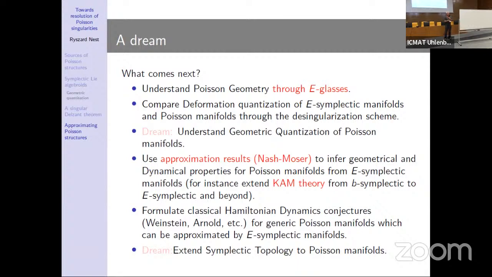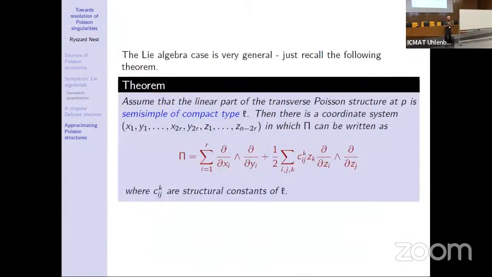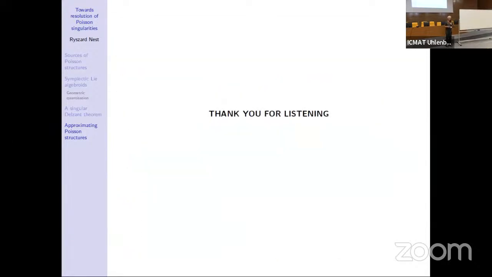Two weeks ago, I was at a conference devoted to quantum gravity, and the only talk which really could say something was not so much a talk about quantum gravity, but more like an advertisement for a certain group of people doing certain numerical computations. So my dream is to really try to construct analytically quantization of infinite dimensional spaces. Thank you.